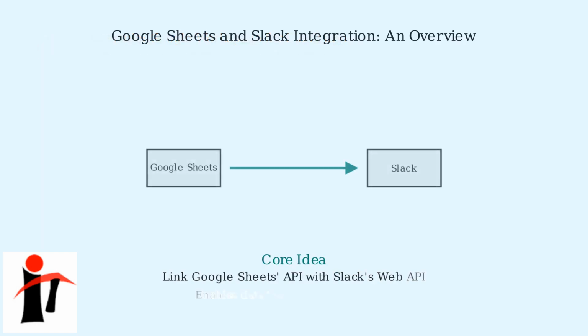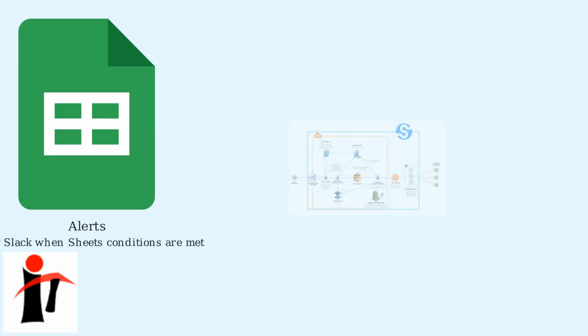The core idea is to link Google Sheets API for accessing spreadsheet data with Slack's web API, enabling data transfer and automation. Alerts notify Slack channels when specific conditions in Google Sheets are met, using webhooks or Google Apps Script. Slash commands are custom commands in Slack, such as /sheets update, that interact with Sheets to retrieve data.